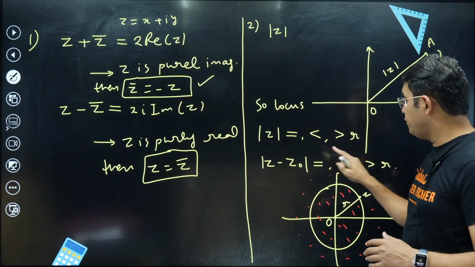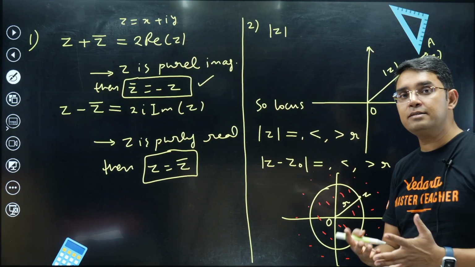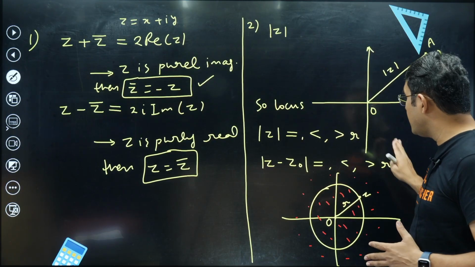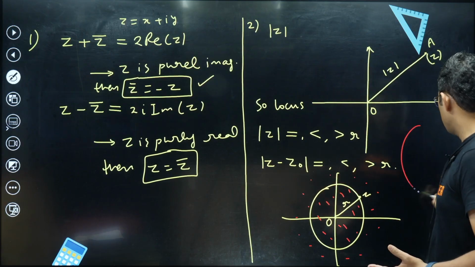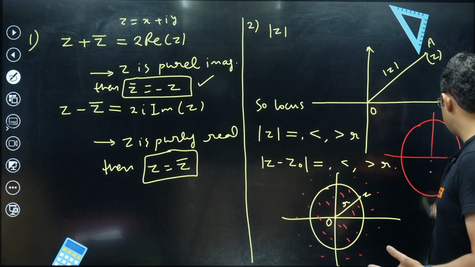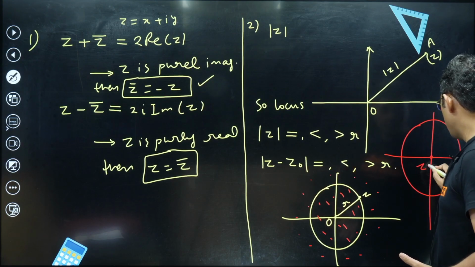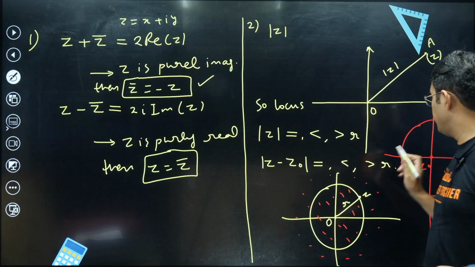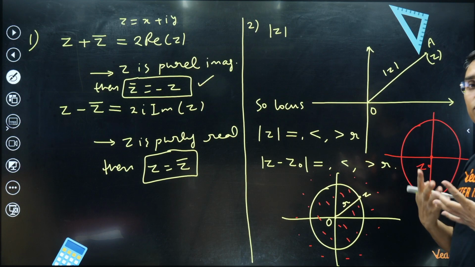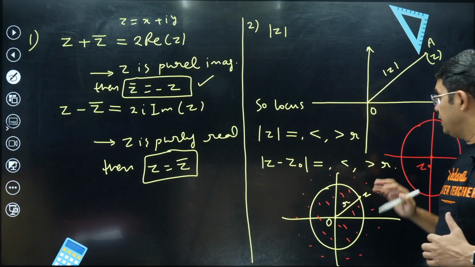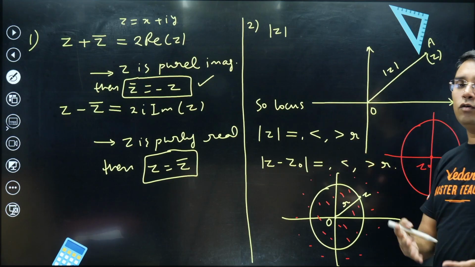Now similarly, if we are looking for mod Z minus Z naught equal to R, less than R, greater than R, it will be the same thing. It is just that your circle will have its center at Z naught. If it is equal to R, then it will be the circle, that means the circumference. If it is less than R, then it will be the inside region of the circle. If it is greater than R, then it will be the outside region of the circle.